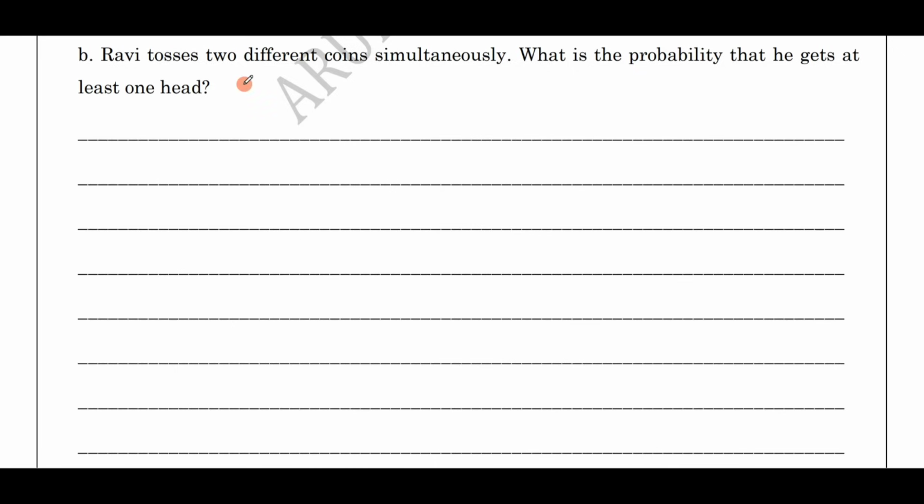Ravi tosses two different coins simultaneously. First, write down the sample space. Two coins are tossed simultaneously. You might get head, tail, or tail, head, or head, head, or tail, tail. Are there any other possibilities? No. When you toss two coins simultaneously, these are the four possibilities. That is n of S. How many possibilities do you have? 1, 2, 3, 4. So n of S is 4.